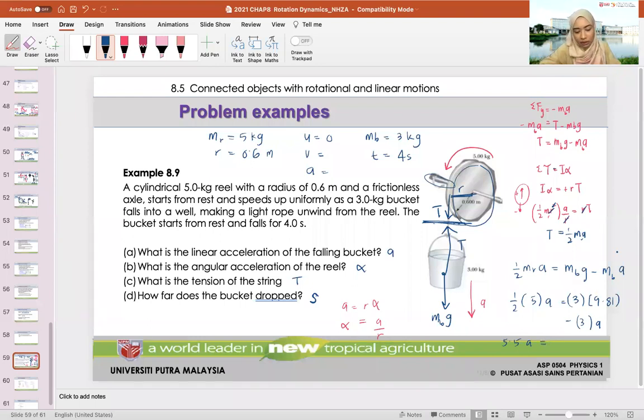Without a calculator, you have to calculate in your head, which is even worse. What is 3 times 9.81, guys? I'm going to use my phone. 9.81, so I got 29.43. Okay, thank you. 29.43, and A is that divided by 5.5. So it's going to be 5.35 meters per second squared.